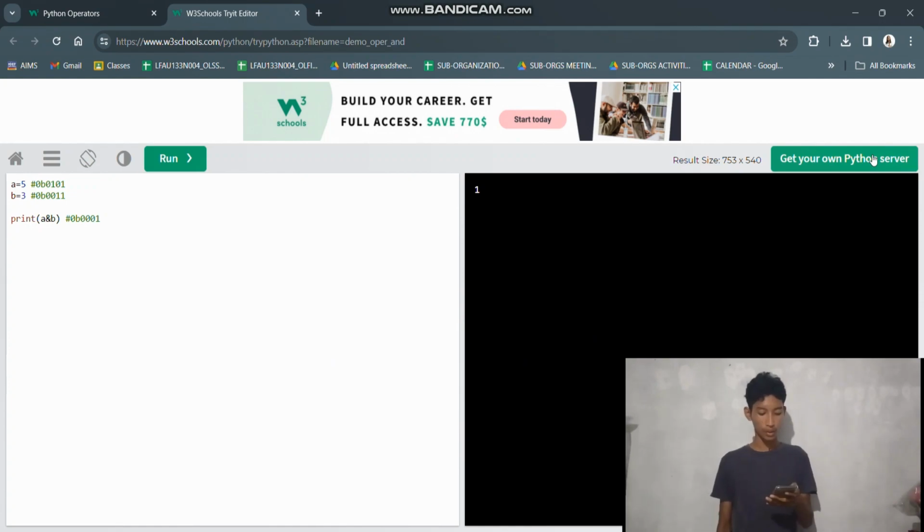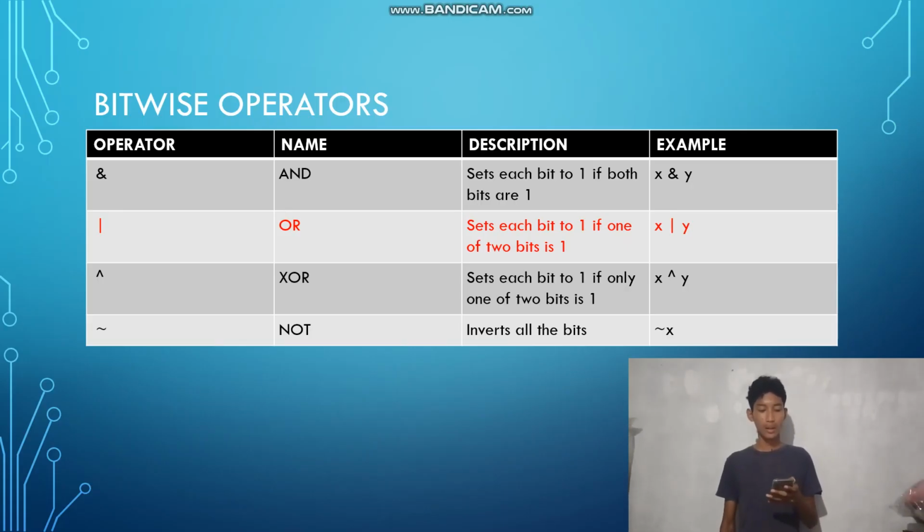Next, the OR bitwise operator. A bitwise OR operator works on each pair of corresponding bits of two integers. It results in a new integer where each bit is set to 1 if at least one of the corresponding bits in the operands is 1. If both bits are 0, the result bit is set to 0.